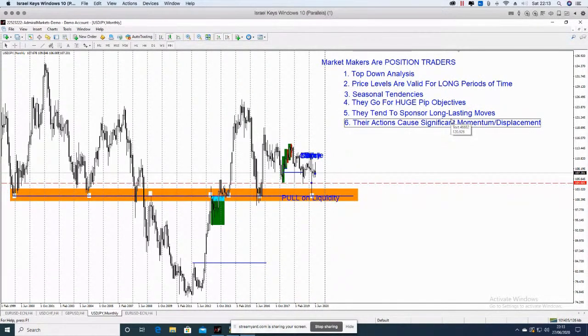Now, bear in mind, top-down analysis, because they're position traders, meaning you're only going to see them really work on the higher time frames. Price levels are valid for long periods of time. They have seasonal tendencies. They go for huge pip objectives. They tend to sponsor long-lasting moves. And their actions cause significant momentum displacement. Now, let's drop down to a 4-hour chart because this is the crossover between a market maker and a retail trader. The 4-hour and the daily chart are the two time frames where both sets of traders live.